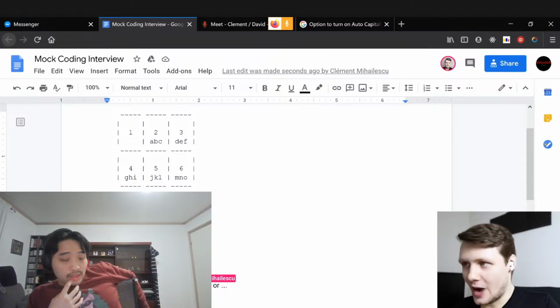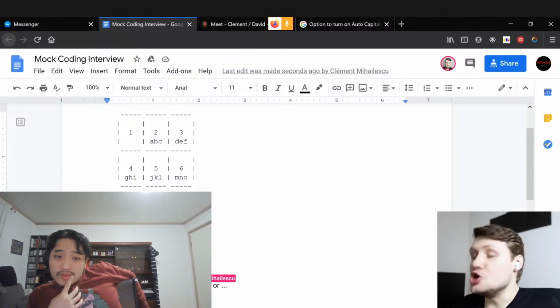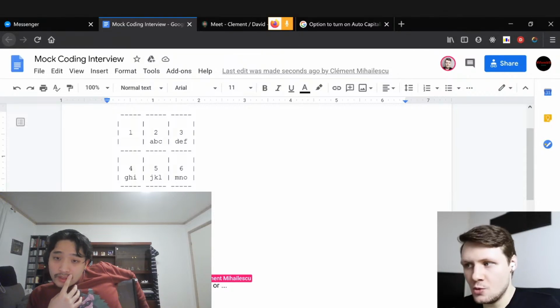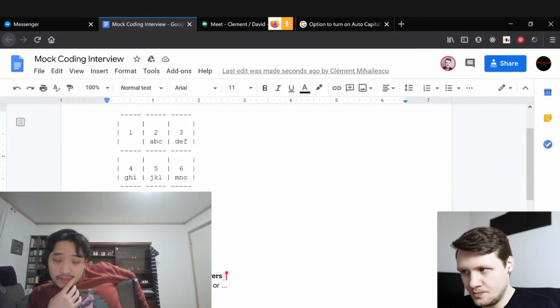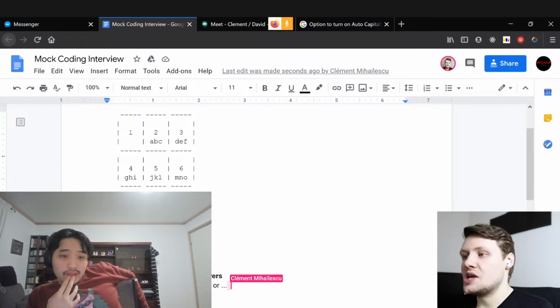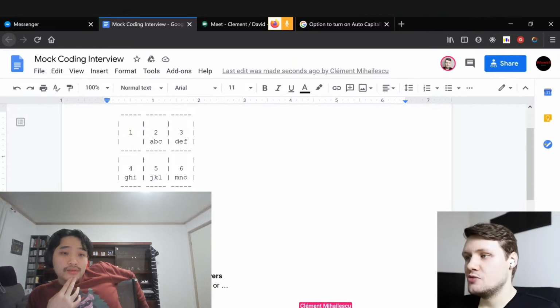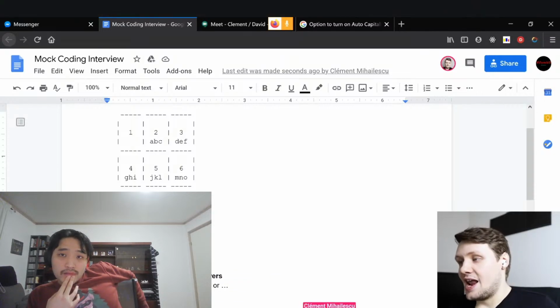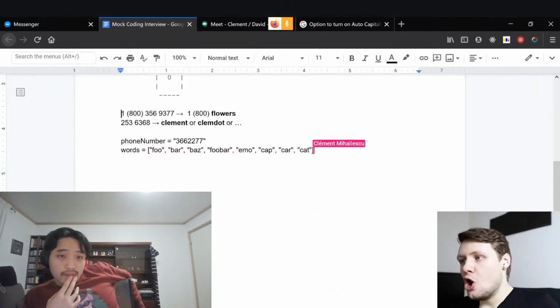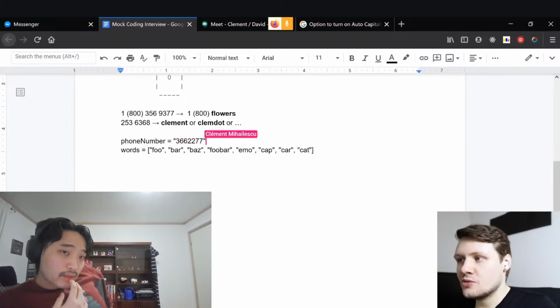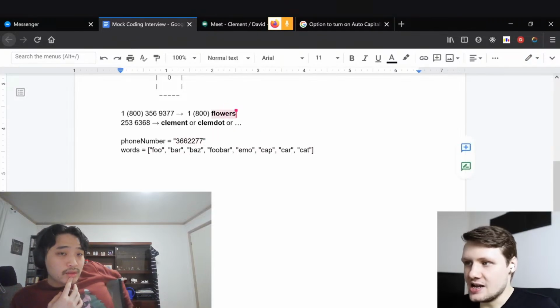Now I want you to write an algorithm or a function that is going to take two inputs. It's going to take a phone number, which is going to be a stringified phone number, as well as a list of words, okay? So I'll give you a sample input right now. Sample input would be these two things. You've got a phone number, you've got a list of words, and I want your algorithm to determine which of the words in this list of words are contained in this phone number. Kind of like the word flowers here is contained in this phone number.